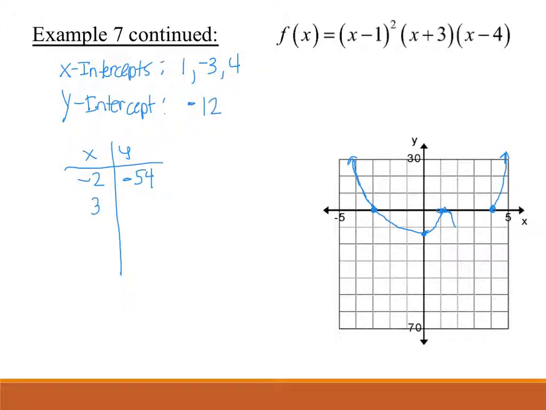And at 3, we get a negative 24. So those are 2 points that we really need to make sure that we have if we're going to do this accurately. So 54 is 1, 2, 3, 4, 5. It's about right here, and the negative 24 is about right here. So now we're going to draw this correctly.